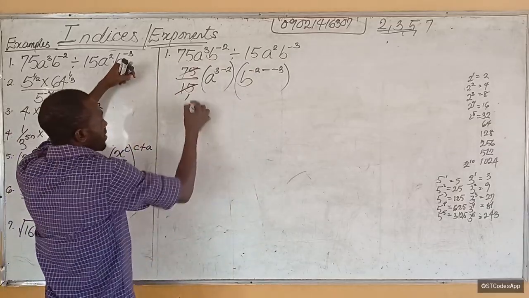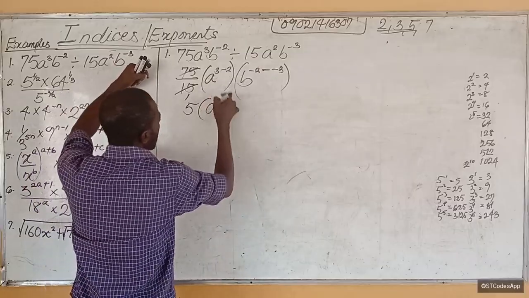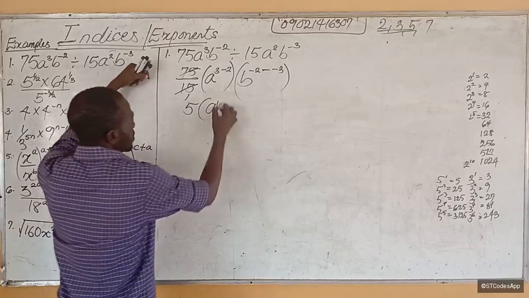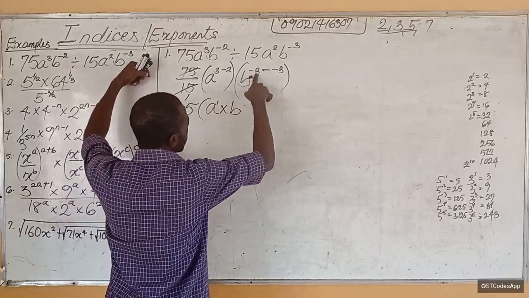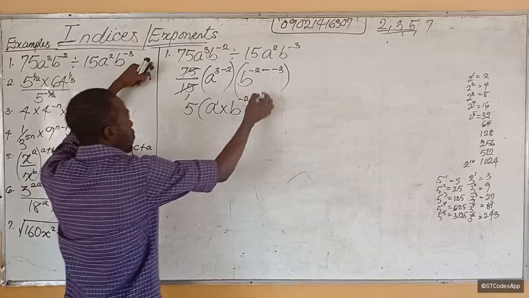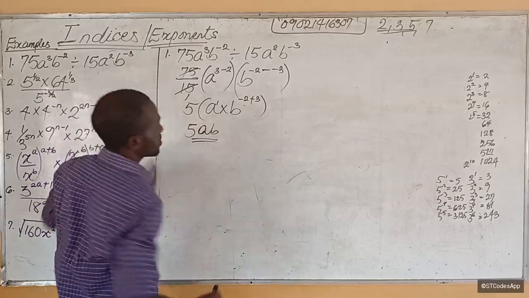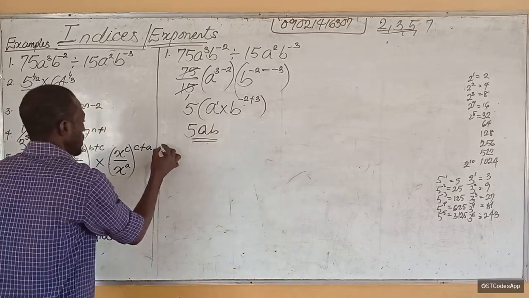So 75 over 15 gives 5. Here I'm going to have a raised to power 3 minus 2, which is 1. Then times b raised to power minus 2 plus 3, that is 3 minus 2, which is also 1, right? So 5ab. That is the final answer. Now what about number 2?